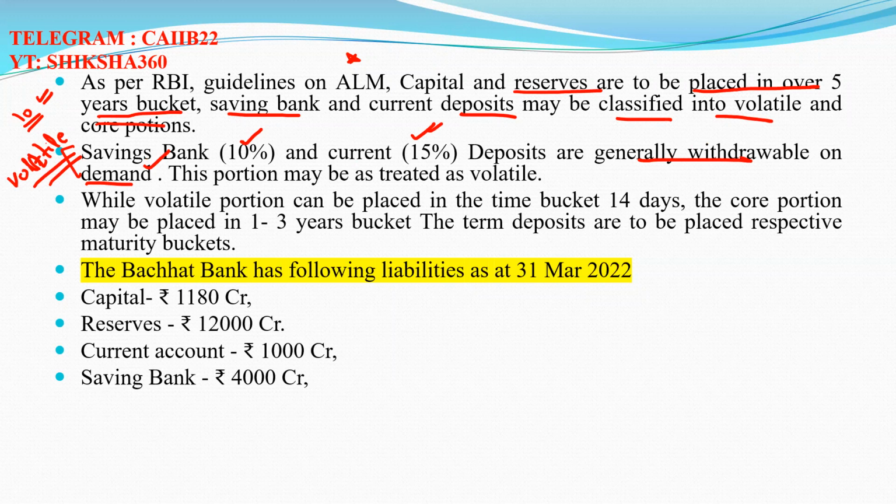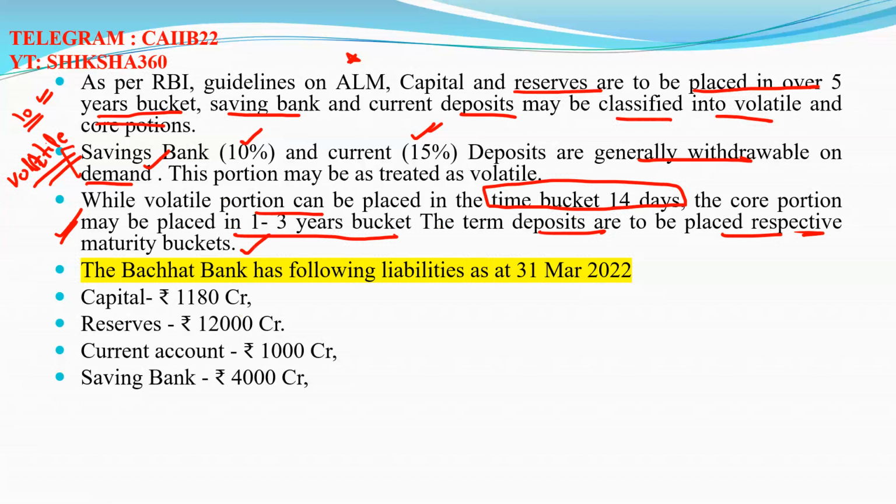Very important, and this is also one more question: the volatile portion can be placed in the time bucket for 14 days, and the core portion may be placed in the 1 to 3 years bucket. The term deposits are to be placed in their respective maturity buckets, and further, the term deposits have different maturity times.